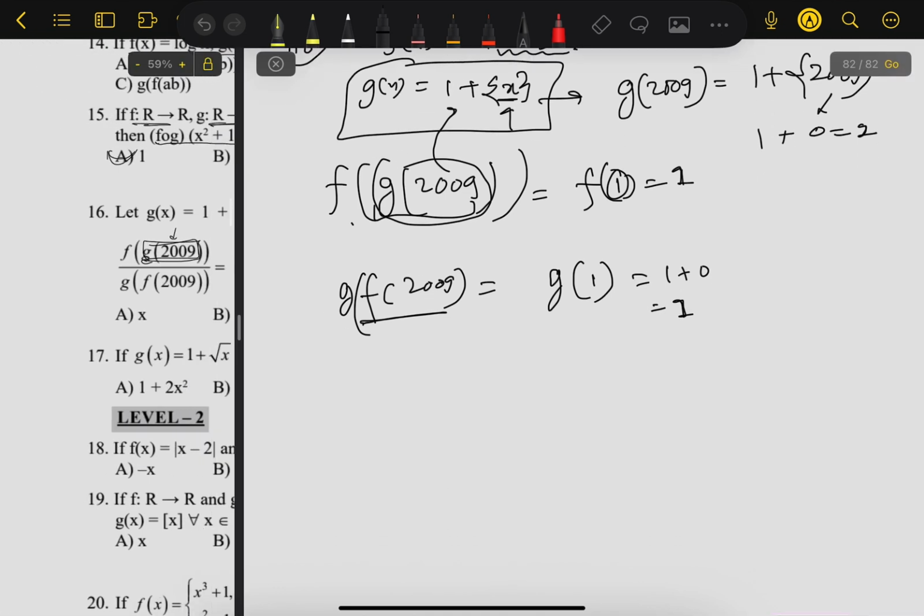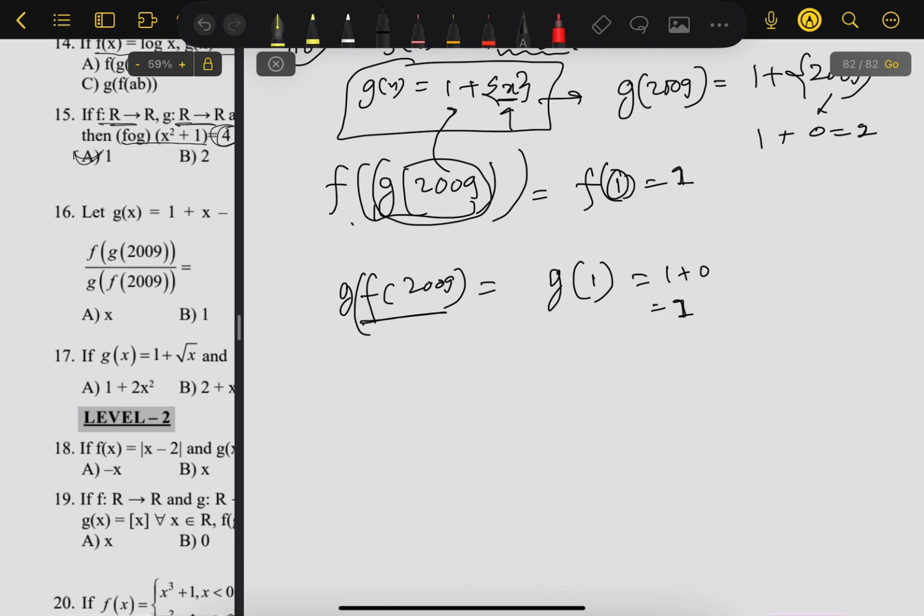So we need to find this function divided by this function. So we are getting the value of this function as 1. So 1 by 1, that is equals to 1. So B is the correct answer.